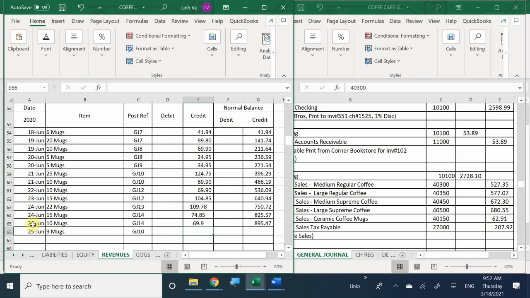Okay, for a grand total of 62.91. Bringing my grand total to be 958.38. Okay. Then last but not least, we got sales tax payable.